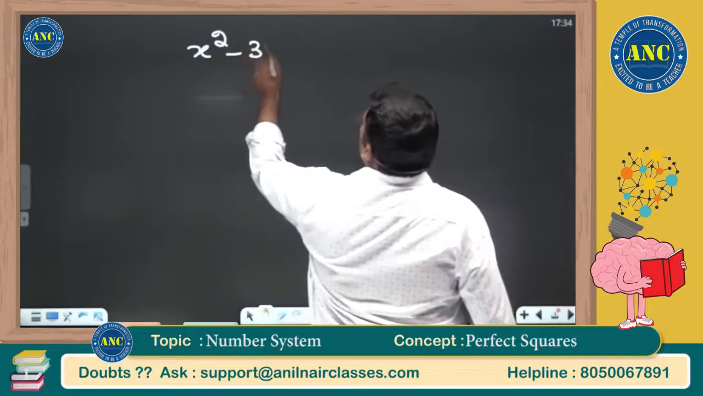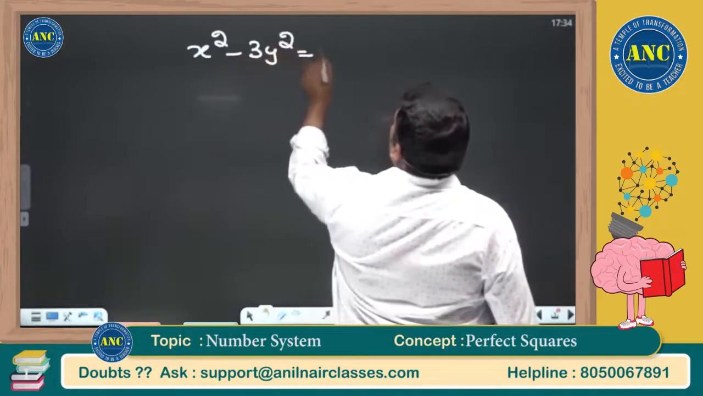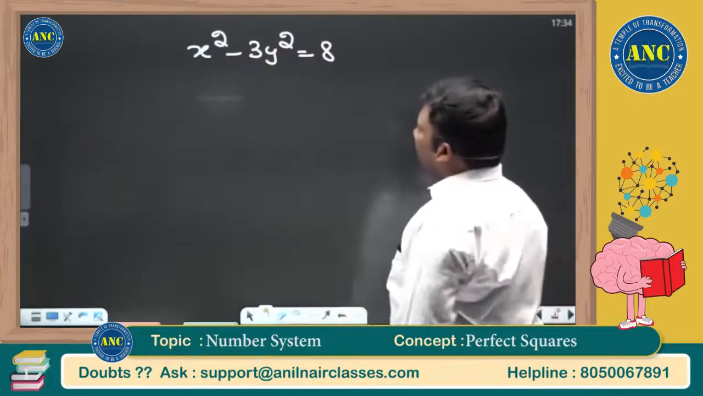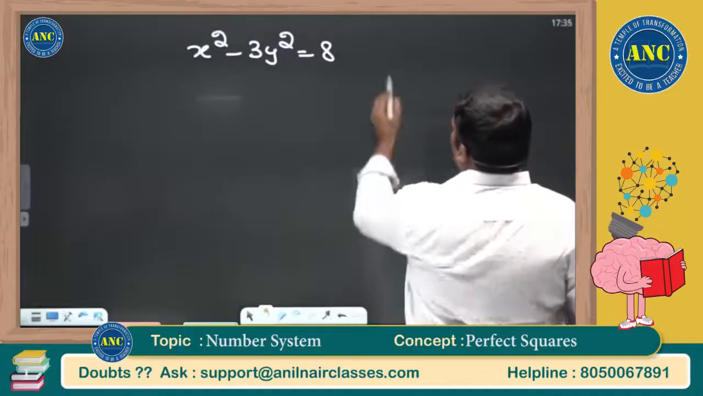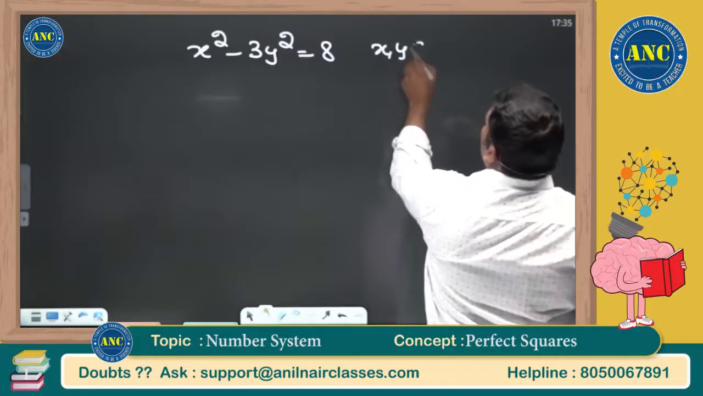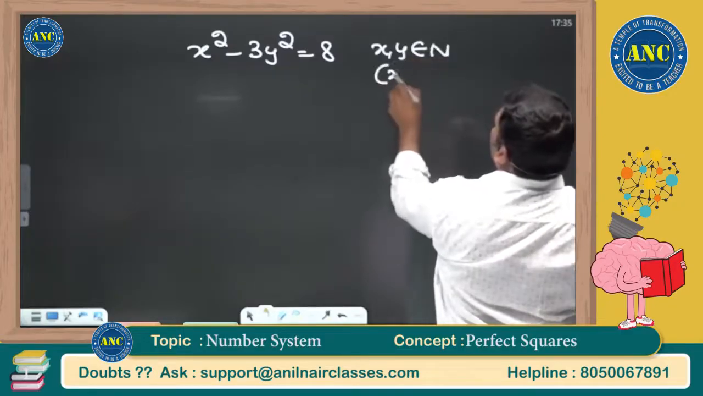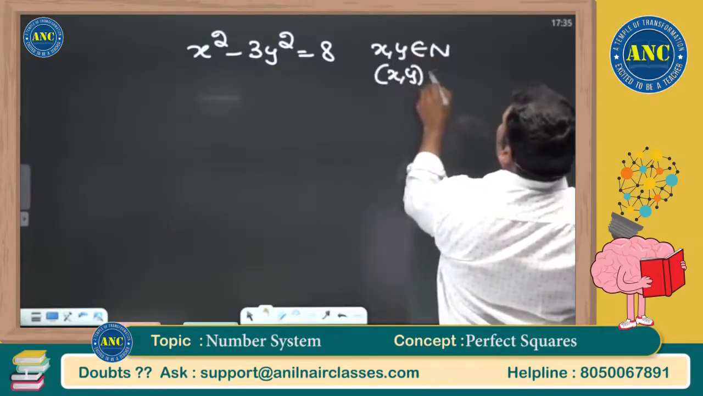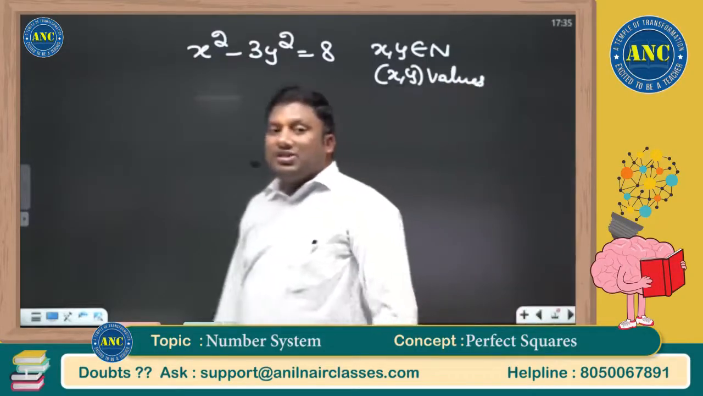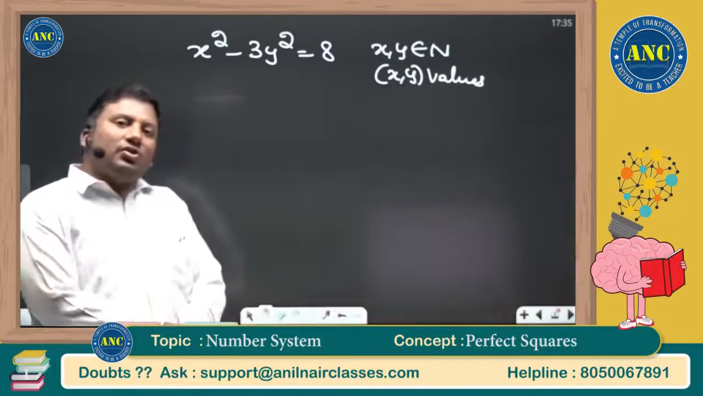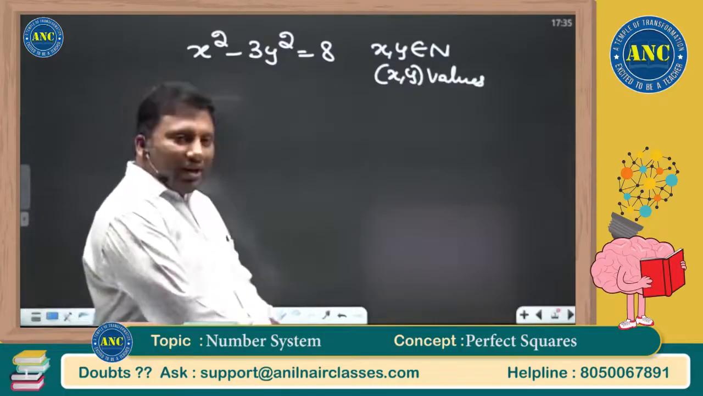Literally, x square minus 3y square equivalent to 8. x and y are natural numbers. How many values of x, y will satisfy this equation?